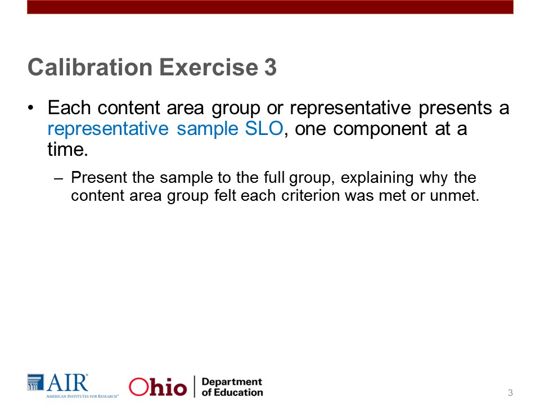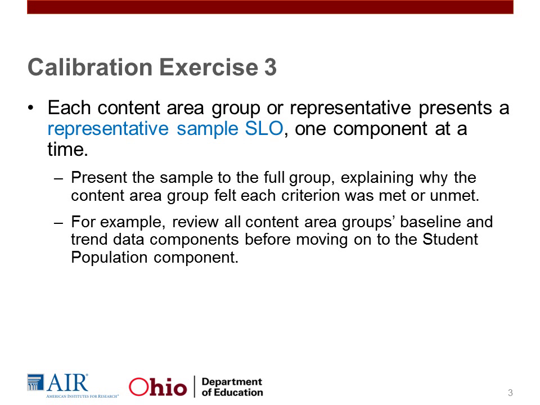Then, all content area groups, or the representative, should present their sample SLO one component at a time and explain to the group members why they found each criterion to be met or unmet. For example, all content area groups would begin by presenting the baseline and trend data component before moving on to any other component. Each group would explain why the group considered each criterion met or unmet in that component in their representative sample SLO.